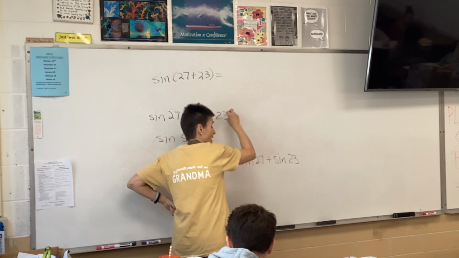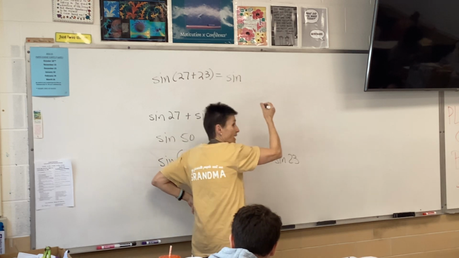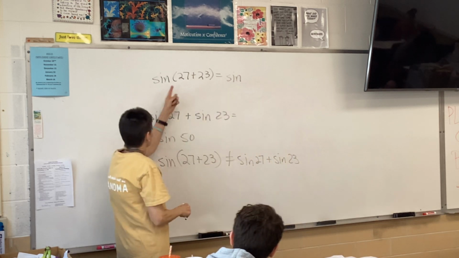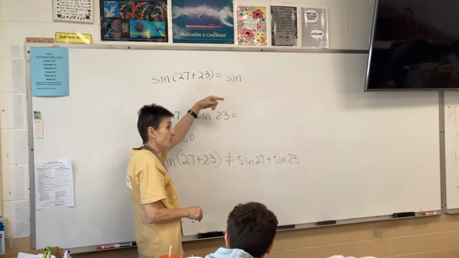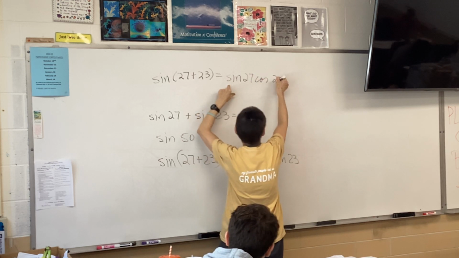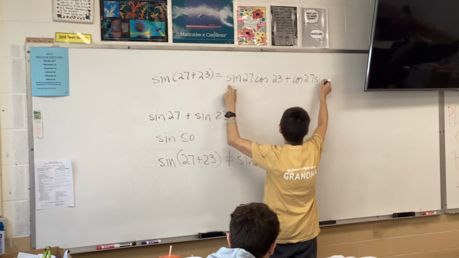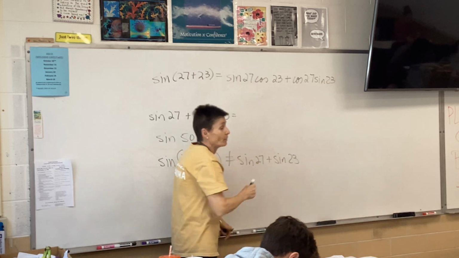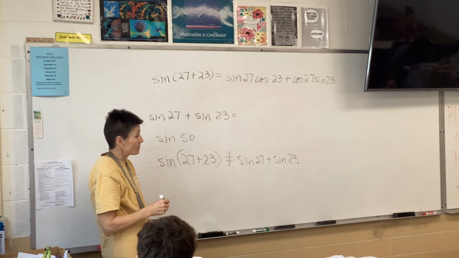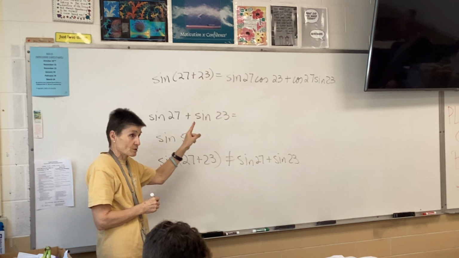What does the formula say? It's alpha and beta, probably is what I put in the notes, but it's first and second, right? So the formula says it's the sine of the first times the cosine of the second plus the cosine of the first times the sine of the second. That's how we would do it. Now, we're not going to do that problem because I need a calculator for 27 and 23, and I might as well just type in sine 50 if I'm going to do that. But that's how the formula works, okay?